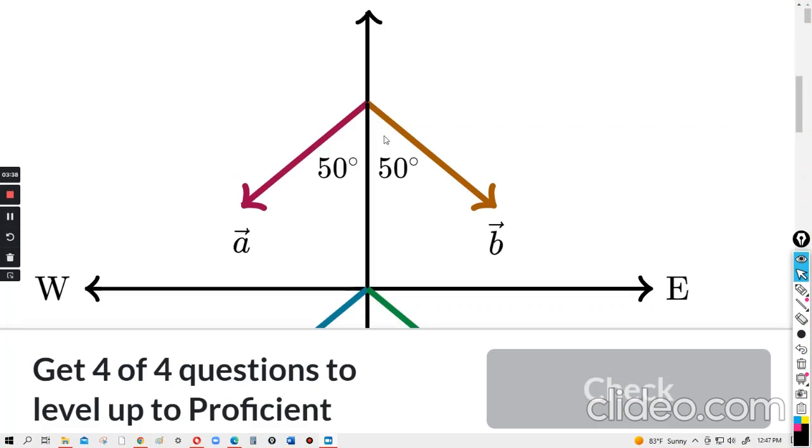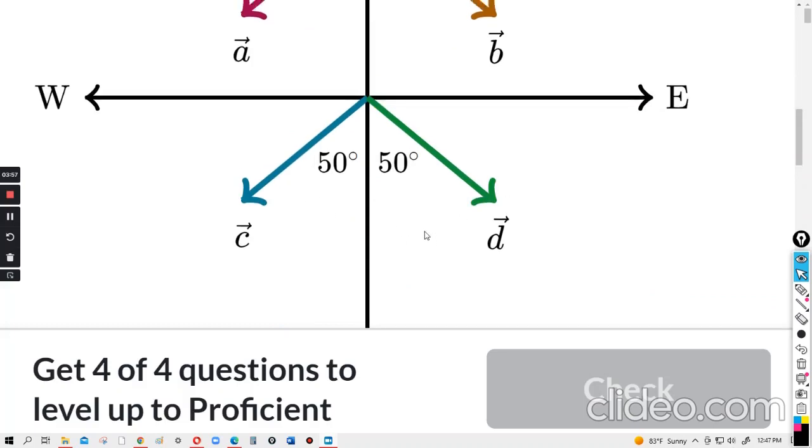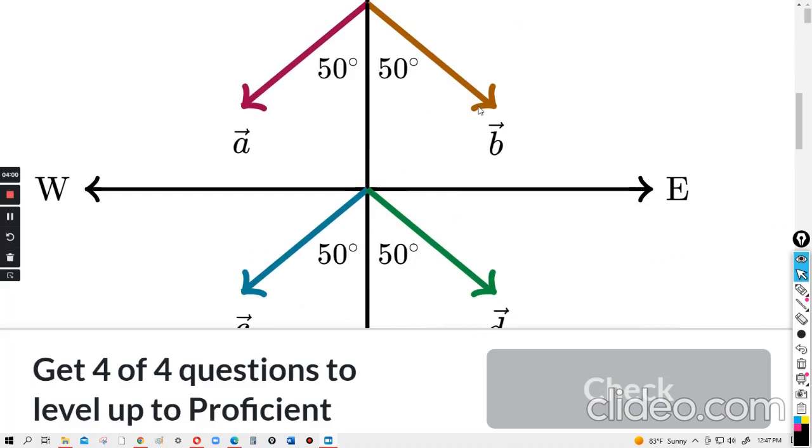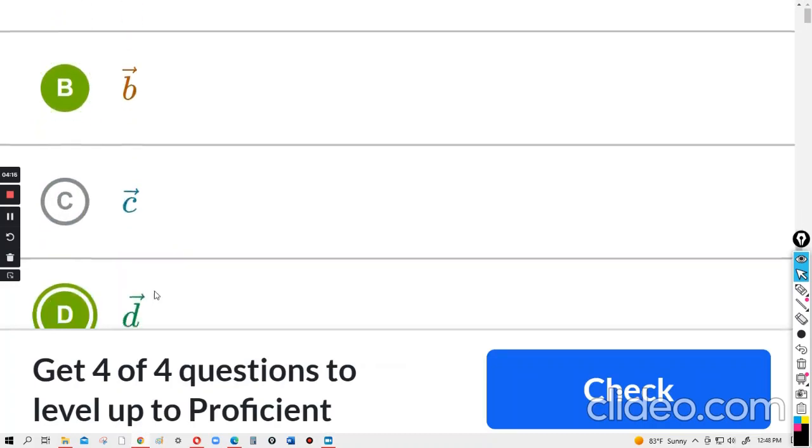So looking at the graph, going down to south this way, we said was east. We can see vector B is 50 degrees east from the south direction. A is not, so B is good. And right here also D is 50 degrees east from the south direction. C is not. So you can see B and D fulfill the correct direction, and they just happen to be the same length because they are the same magnitude. So choose all answers. It's going to be B and also D.